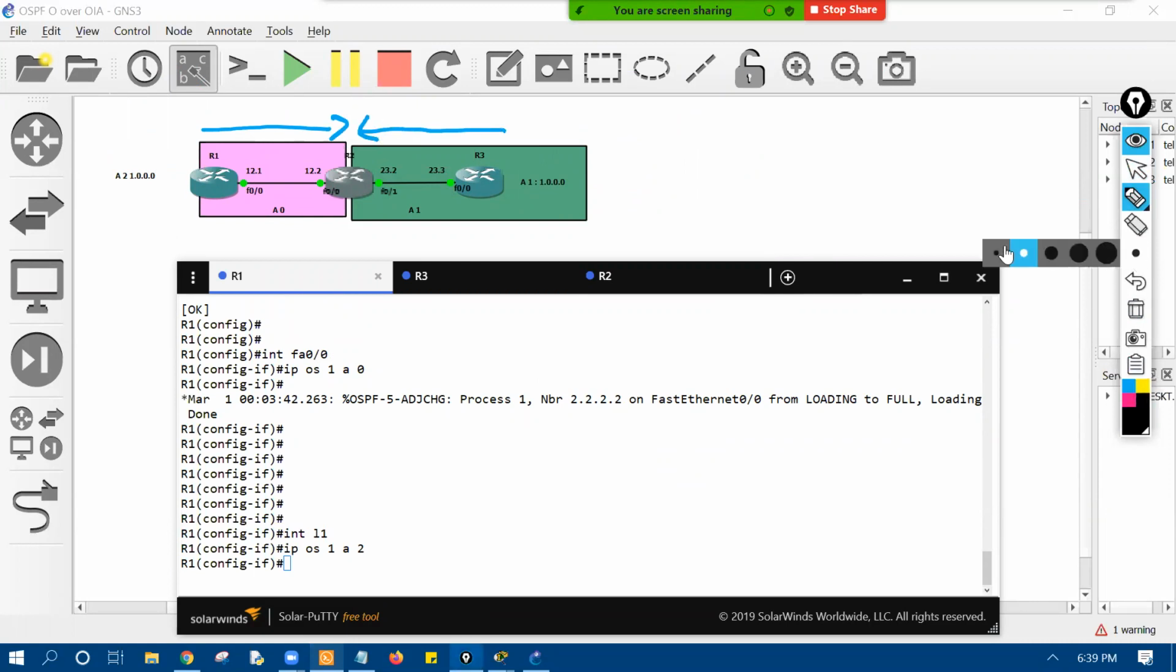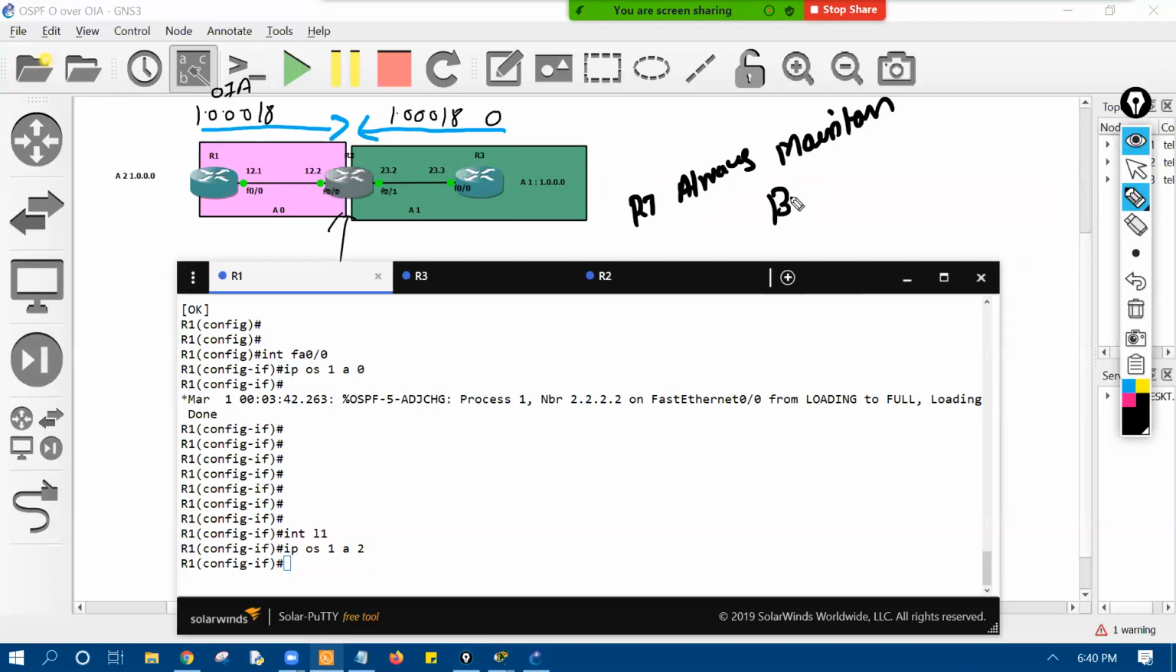Same route is there, 1.0.0.0/8 as an OI route, and 1.0.0.0/8 as an O route. Which route will R2 prefer? In the database table, you will have both. In the routing table, we always maintain the best path information.